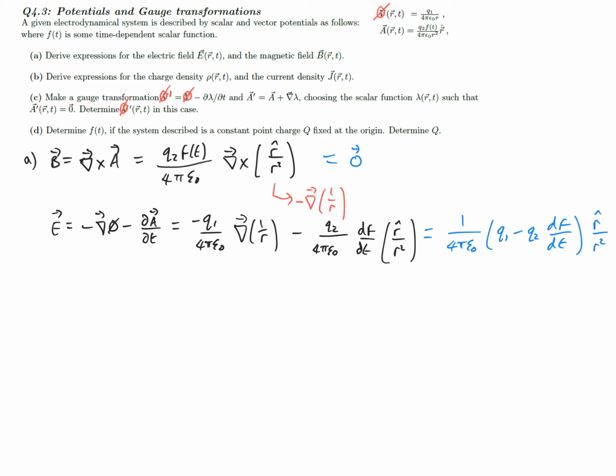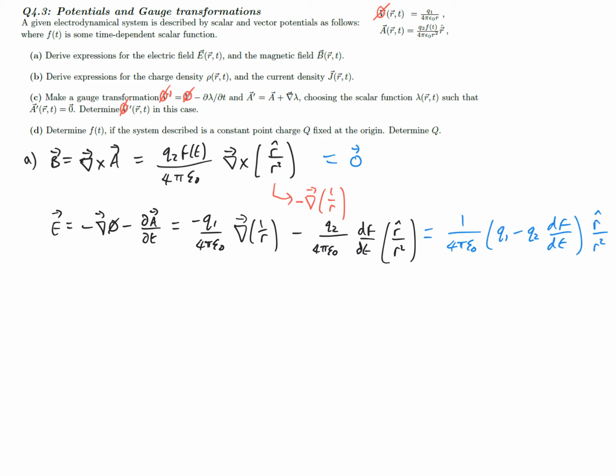We see that it's something that has the usual 1 over r squared form, and it's radially directed. This is the electric field of a point charge. Also notice the correct prefactor, 1 upon 4 pi epsilon naught. But instead of just having a point charge q, we have an effective point charge, which is q1 minus q2 df by dt. So it's like a point charge where the charge itself is changing as a function of time according to this second piece here. A little bit weird, but that's what we've discovered.